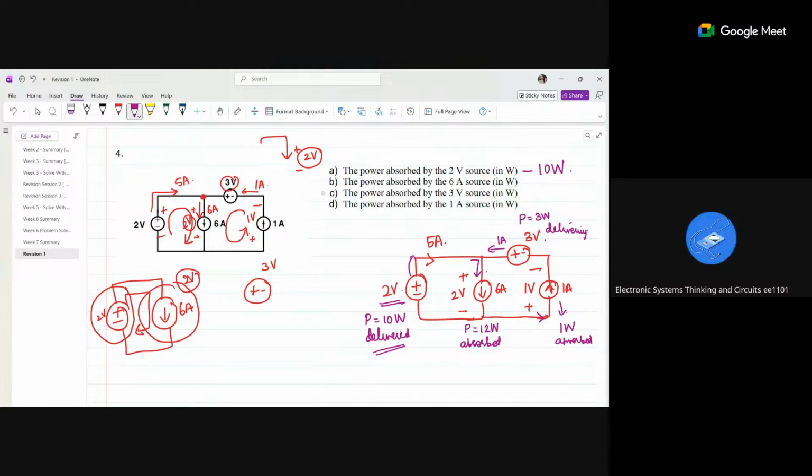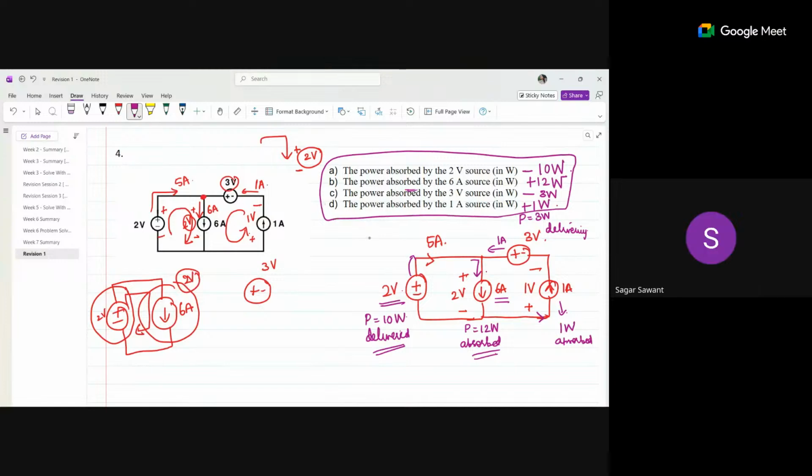Then the power absorbed by the 6 ampere source, it is actually absorbing. In the question they are asking for absorbed, so it is plus 12 watts. The power absorbed by the 3 volt source, but it is actually delivering, so it is minus 3 watts. The power absorbed by the 1 ampere source, it is actually absorbing, so it is plus 1 watt. Does anyone have any doubt in this question?